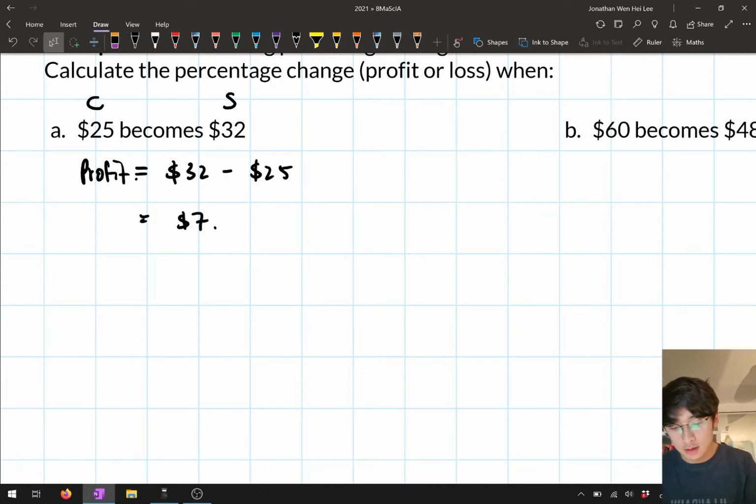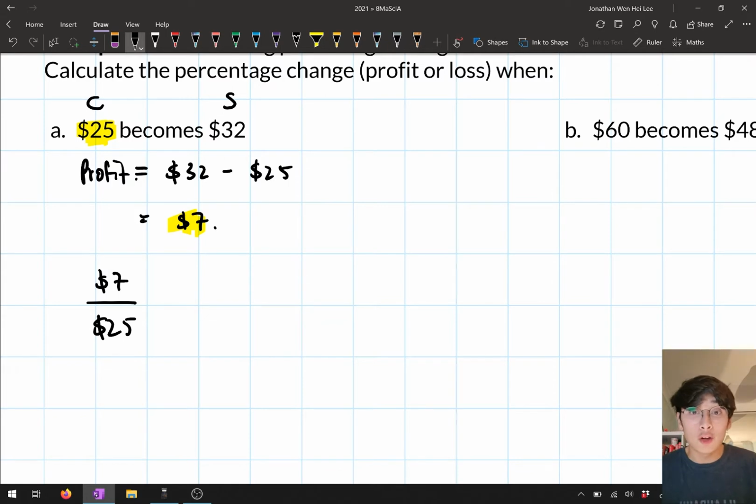The way that we do this is we take our $7 and write it as a fraction, 7 over the original amount. The original is what we started off with, so here I'm just going to write $25. And I'm going to convert this to a percentage. The way that I do this, I multiply the whole thing by 100 and put the percent symbol at the end. We can just put this straight into a calculator if we want.